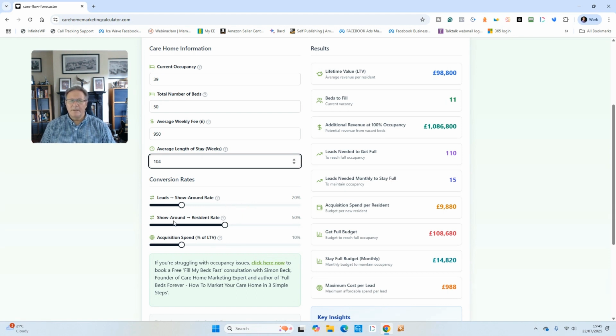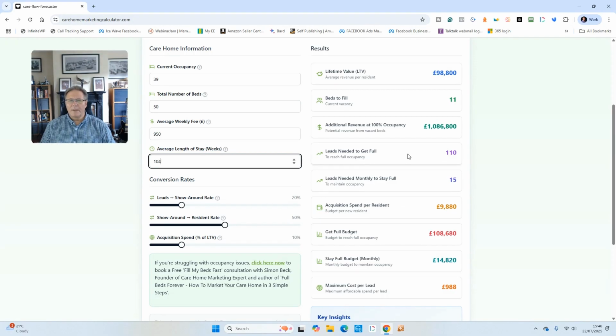Now this slider is the percentage of those people who do have a look around the care home who subsequently become a resident, and you'll see how important this is in a minute. At the moment that's set at 50%. So for every 10 people that come and look around the care home, 5 of those we know are going to turn into a resident. Having those figures accurate really helps you in putting your budget together, but also in identifying any problem areas where the care home's not performing as well as it should with those conversion rates.